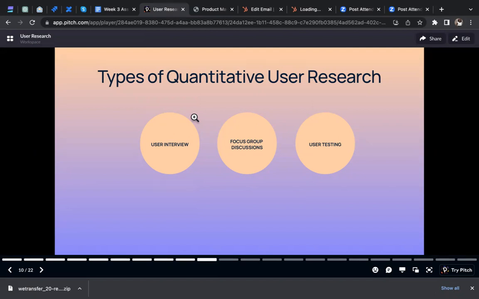Qualitative user research. So who can just reiterate what I said the difference between user interview and focus group discussions are? Who can just reiterate? Let me know if you guys are with me. Oh my God, my back.